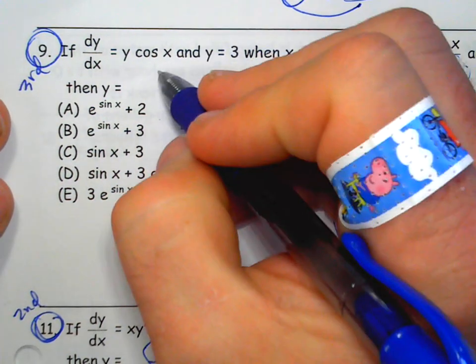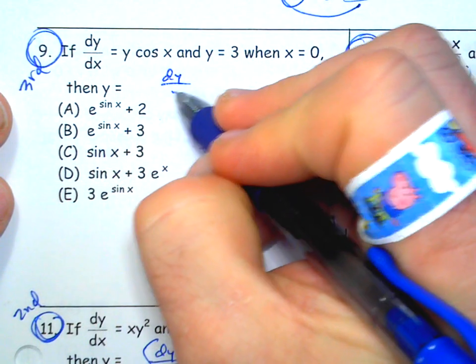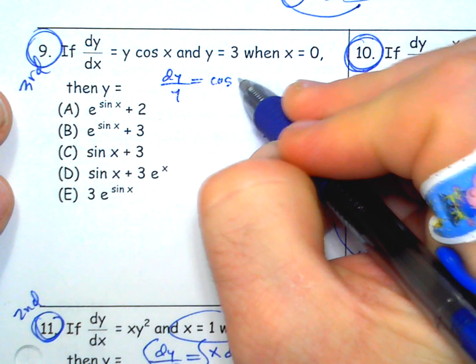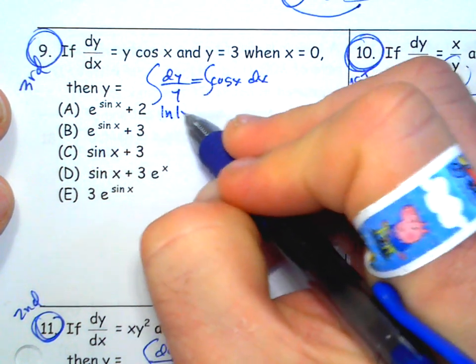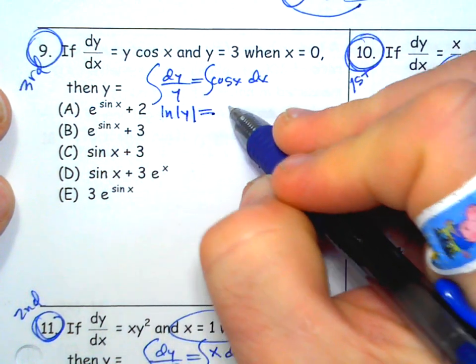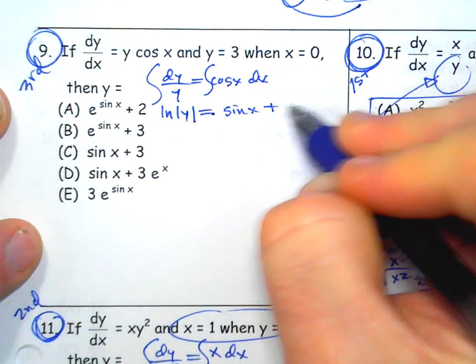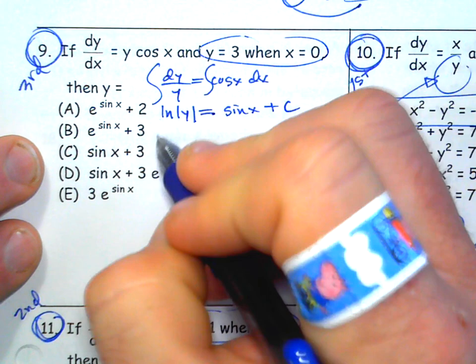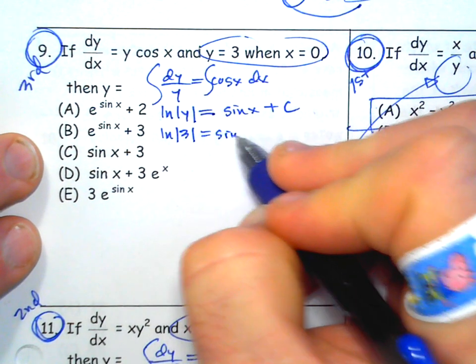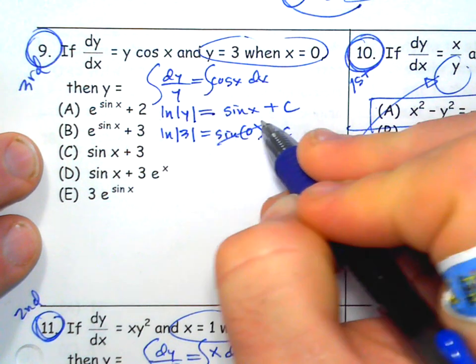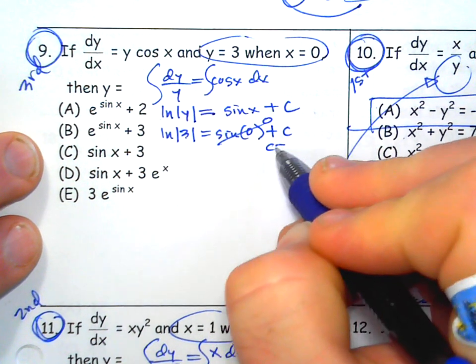So dy over y equals cosine x dx. We're going to integrate both sides. This is natural log of the absolute value of y. This is going to be sine x plus c. We have an initial condition, so we plug that in. And sine of 0 is 0. So c equals natural log of 3.